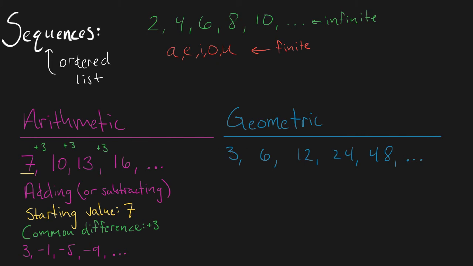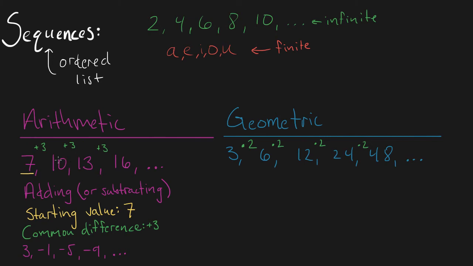3 times 2, and here I can put this in green here. 3 times 2 is equal to 6. 6 times 2 is equal to 12. 12 times 2 is equal to 24. 24 times 2 is equal to 48. And if we wanted to find out what the next step was, then we would just multiply by 2, and that would give us the next step in the sequence.